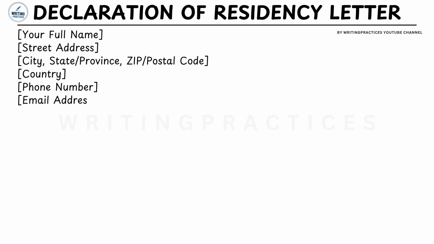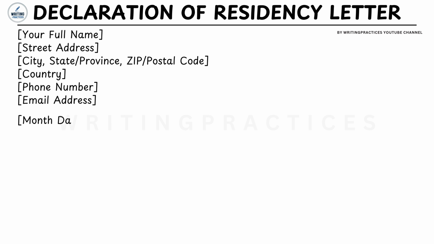Sender information. Start by writing your contact information at the top of the letter. For example, Sophia Mitchell, 1847 Oak Ridge Lane, Portland, Oregon 97205, United States, 503-555-7618, sophia.mitchell@email.com. This section identifies who is making the declaration and provides your contact information in case the recipient needs to verify any details or request additional documentation.